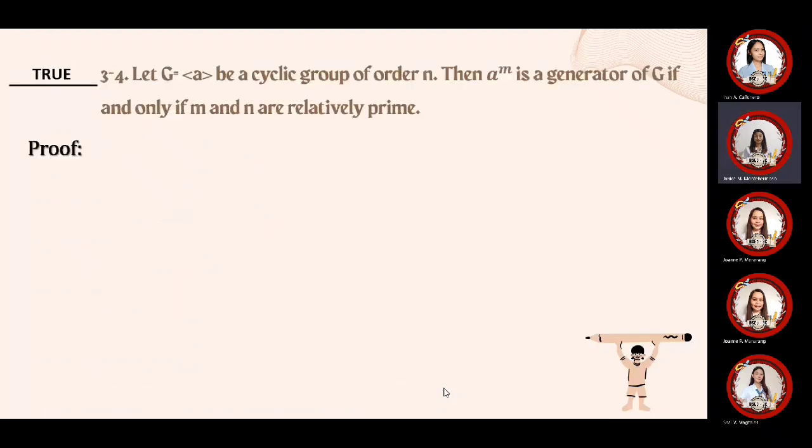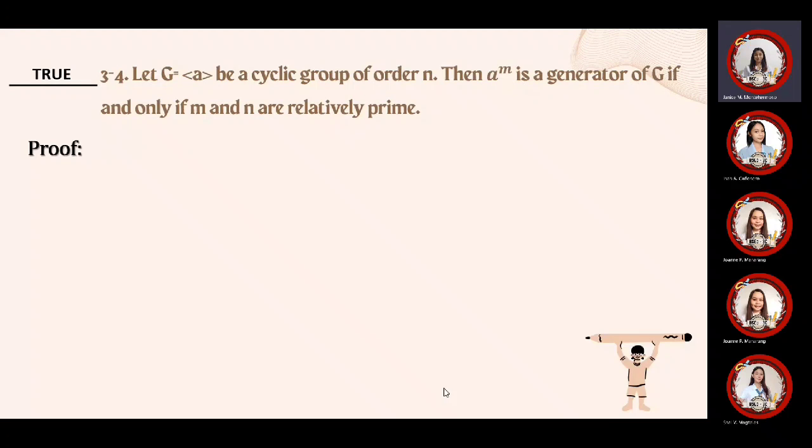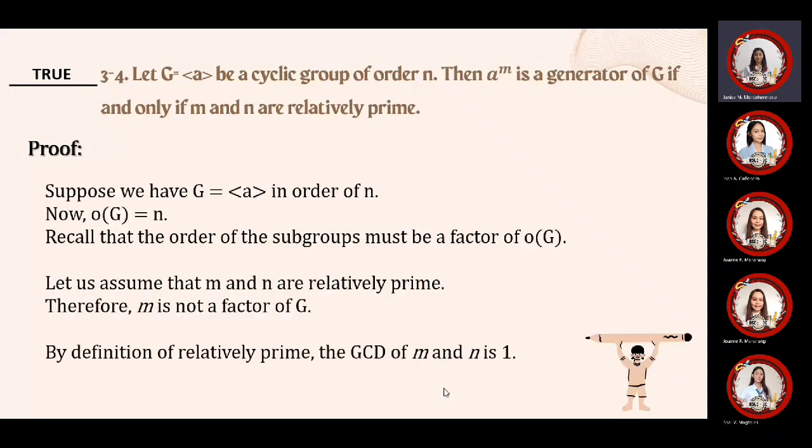Next po, 3 to 4. Let G be the set of A, a cyclic group of order n, then A raised to m is a generator of G if and only if m and n are relatively prime. So, ang sagot po namin ay true. And ito po yung proof namin.